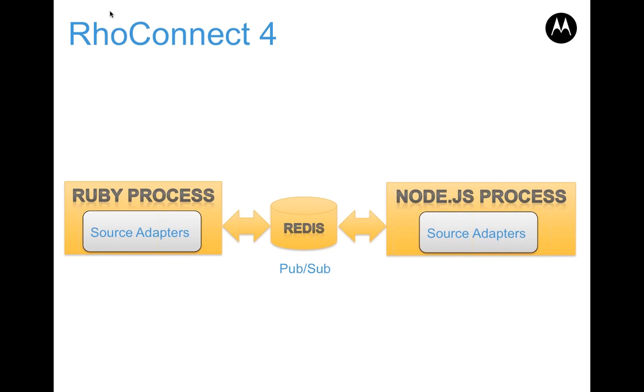We found this to be a very efficient messaging system that utilizes an existing technology. So there's no separate message queuing system or inter-process communication that needs to be installed. You just have Redis, and you have Node, and you have Ruby.